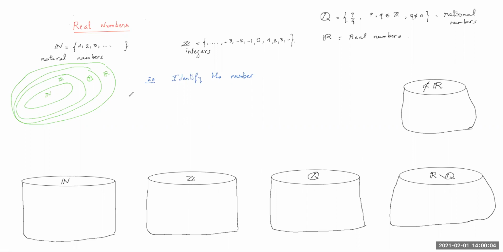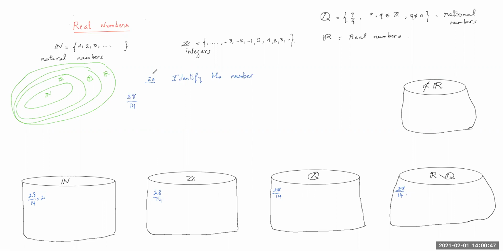So for example, we have 28 over 14. I know that 28 over 14 is equal to 2. It's written differently as a fraction, but it is an integer also. So I can put it here. Since it is 2, it is also a natural number, since N is included. If it is here, it is here, it is everywhere.